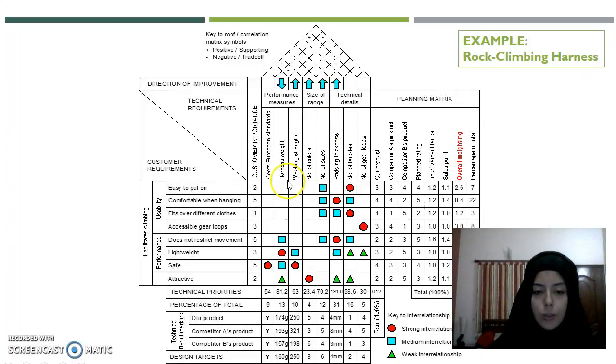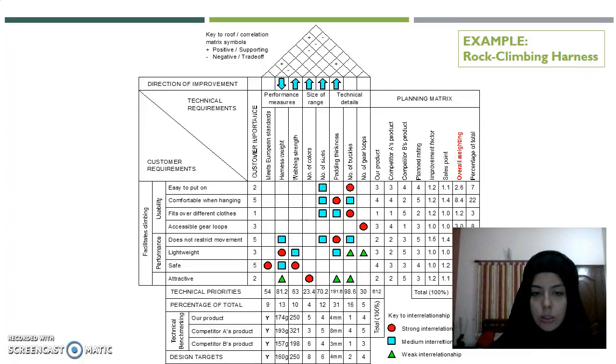So, for example, the first one is safety. Now, this is a strong relationship between safety, the harness providing safety, and the product meeting European standards. If your product meets European standards, it would mean that it caters to the requirement of the safety component that the customer wants.